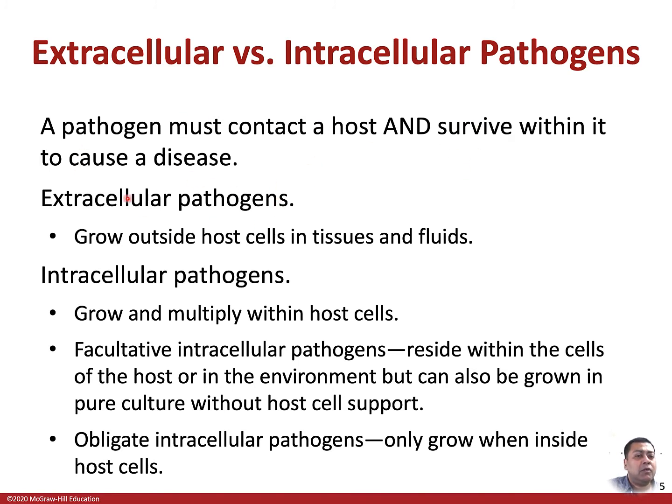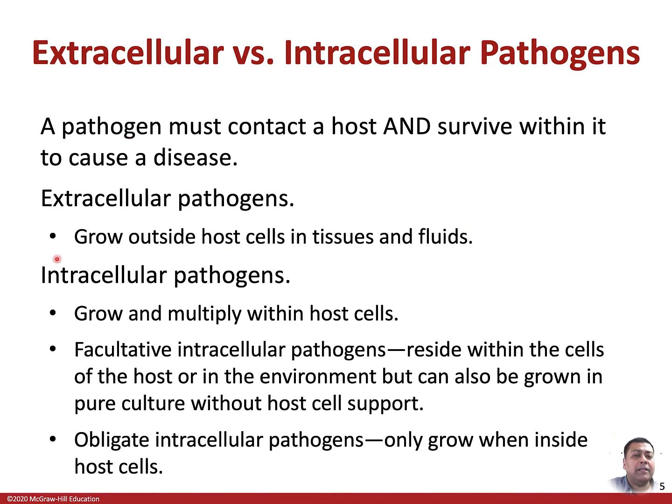And extracellular pathogens will grow outside the host cell, say in the tissue and the fluids. A classic example for that is Yersinia pestis. This is a plague-causing bacteria, which also caused the Black Death in Europe in the Middle Ages, which probably wiped out almost half of the population of Europe. An extremely virulent organism, and these grow outside in the tissue fluid and they never get inside the cell.